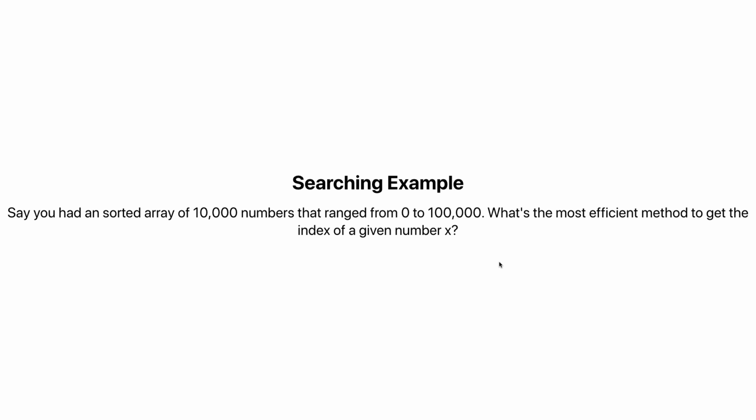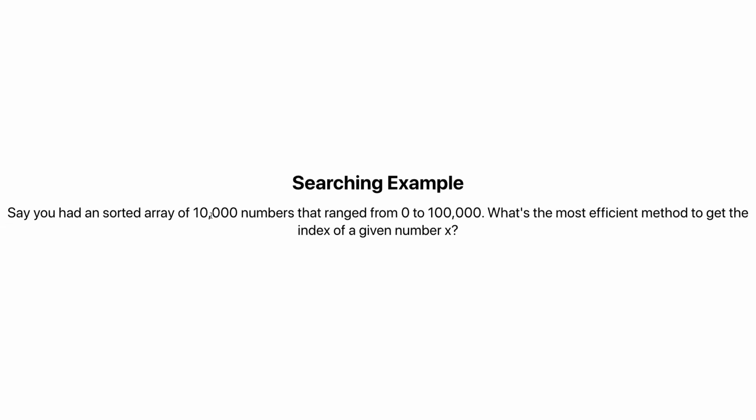So let's just talk about this really quick. Say you had a sorted array of 10,000 numbers that range from 0 to 100,000. What's the most efficient method to get the index of a given number x? Does anyone have any ideas on how we could do this? So you probably have a search tree, binary search tree. So you have a sorted array.